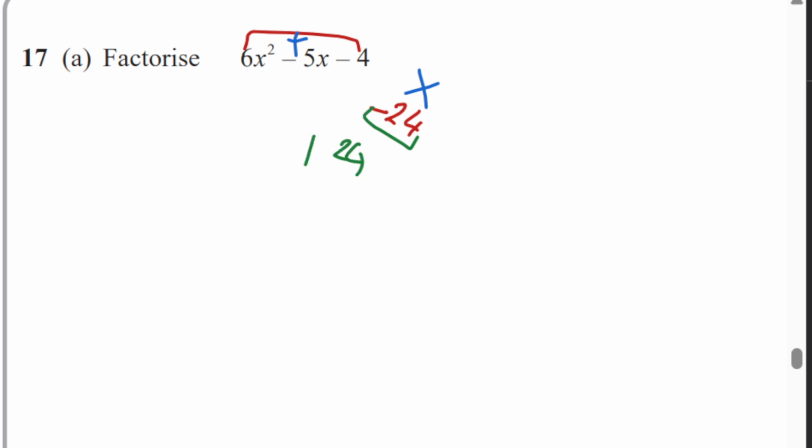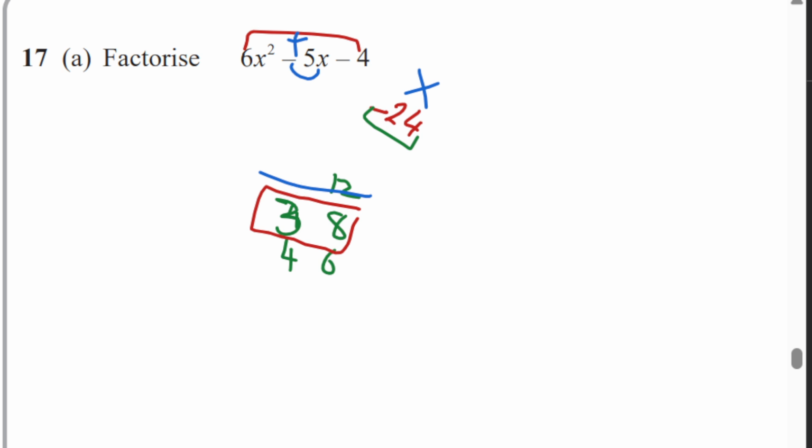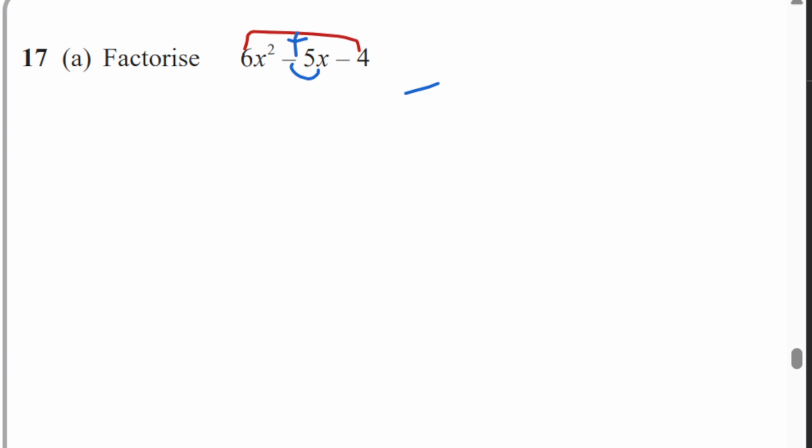It's 1 and 24, 2 and 12, 3 and 8, 4 and 6. Which of these can be added or subtracted to 5? 1 and 24, if we add or subtract, they don't give 5, so we eliminate that. 2 and 12, if we add and subtract, they don't make 5, so we eliminate. 3 and 8, if we add them, they don't make 5, but if we subtract, it makes 5. That's very good, so we knew the numbers, so it's 3 and 8.